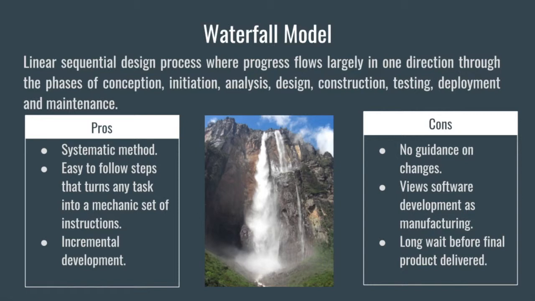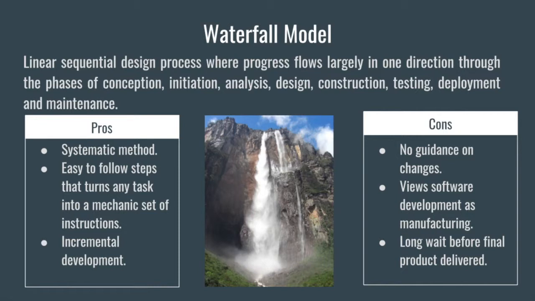The first model that we're going to talk about now is the waterfall model, which is not much more than just a linear sequential design process, where any single process flows largely in one direction. Like we can see in the picture, water begins from the top and it falls down to ground level. So it is the understanding that it has to go through all the phases. It has to go through conception, initiation, analysis, design, construction, testing, and of course the deployment and maintenance.